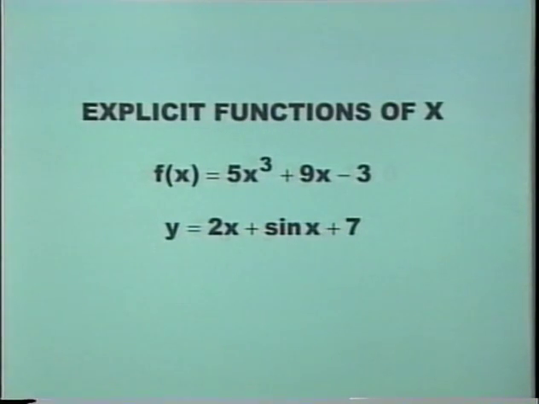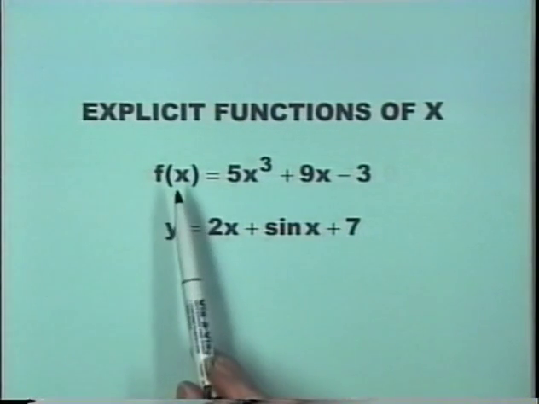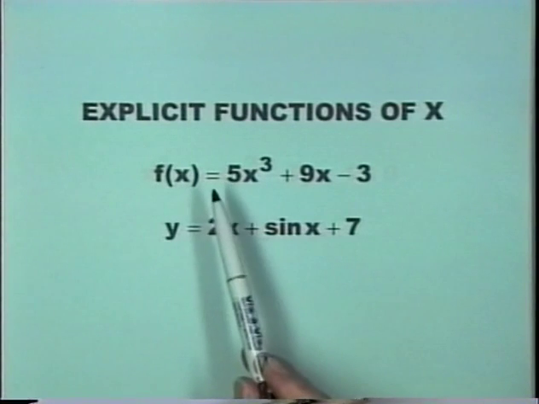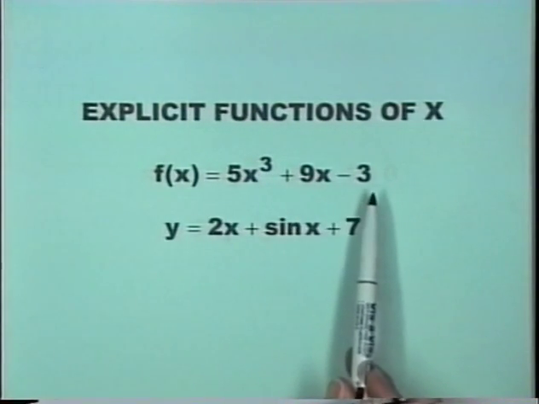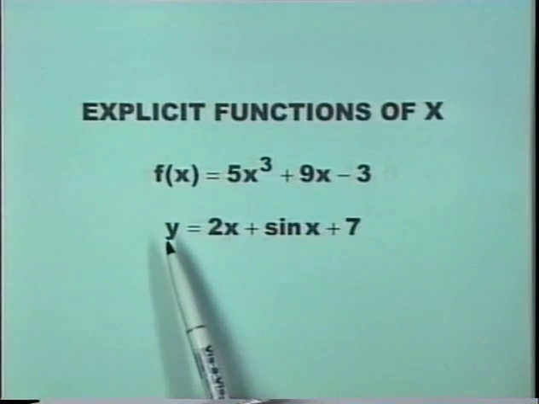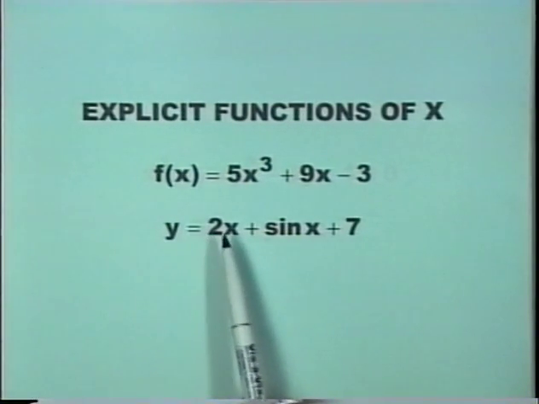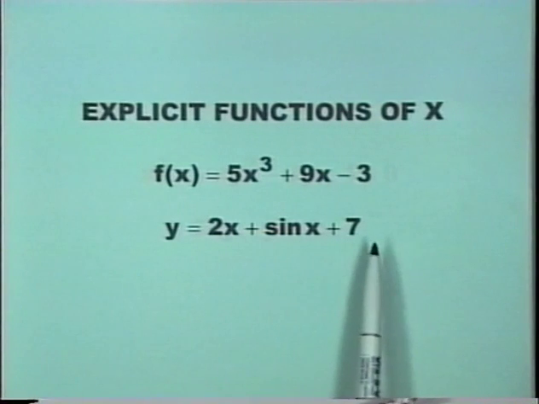Explicit functions of x. Notice here's one format: f of x, we're used to that notation, equals 5x cubed plus 9x minus 3. Another explicit function of x is y equals 2x plus sine x plus 7.